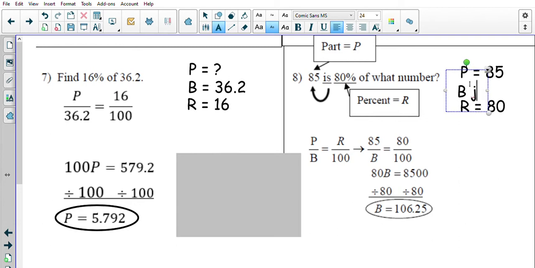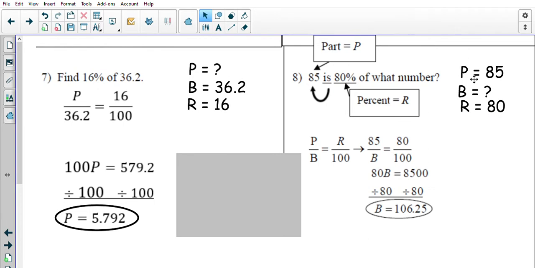Oops, not V. There we go. I can type today. I'm down in my basement where it's a little cold, so my hands don't work quite as well. So we've got P over B is going to be 85 over B equals 80 out of 100. We'll cross multiply to solve. We've got 80 times B is 80B. 85 times 100 is 8500. Divide both sides by 80 to get our final solution of 106.25.